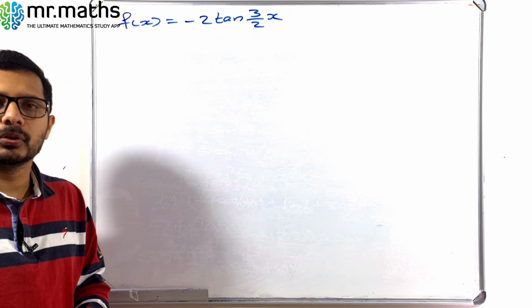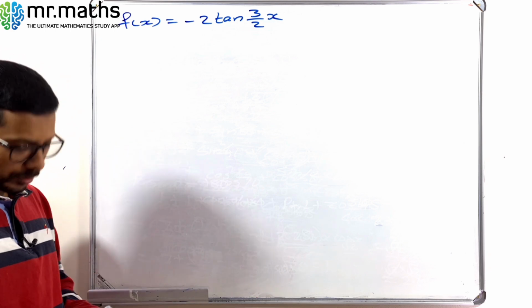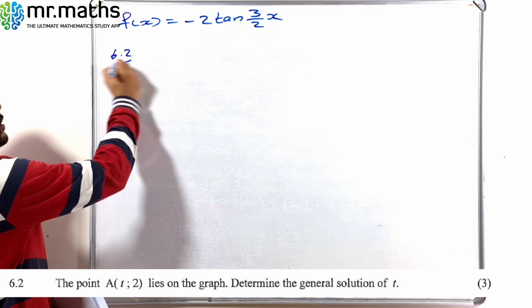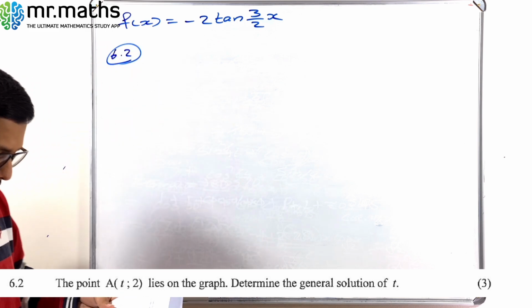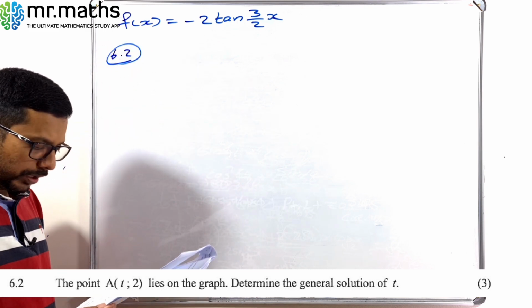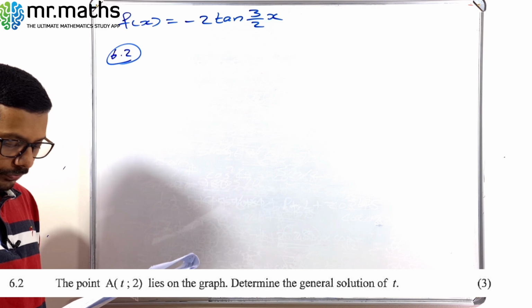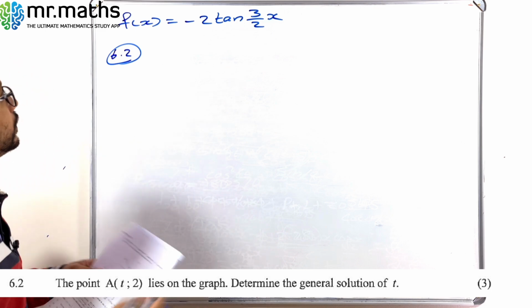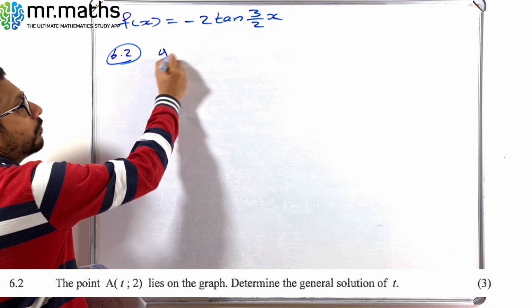Okay, now let's go to the next question, question number 6.2. What is that question? The point A(t, 2) lies on the graph. Determine the general solution of t. So this f of x is the same as y.